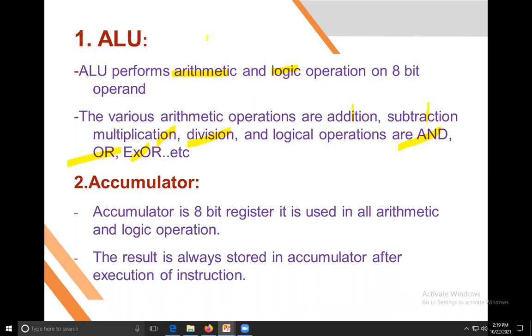The next is the accumulator. The accumulator is 8-bit. The same thing holds in the 8085 and 8051: for all operations related to addition, subtraction, multiplication, the results are stored in the accumulator. Without the accumulator, you can't store the result anywhere. First, the result must be stored in the accumulator. So this is the similarity between the 8085 and 8051. All the arithmetic operations are done in the accumulator, which stores the 8-bit data.